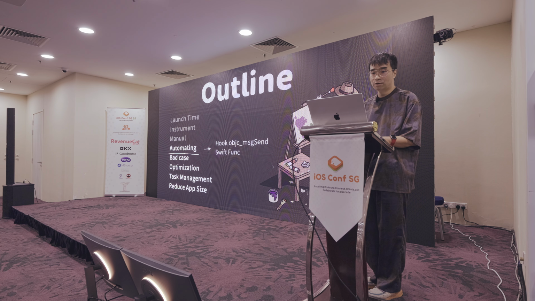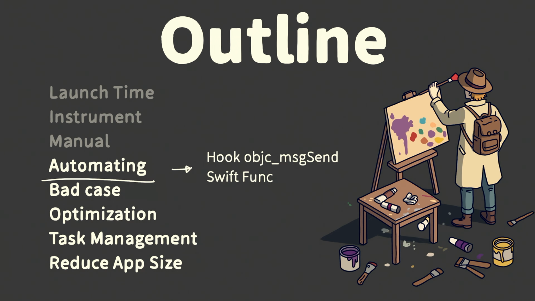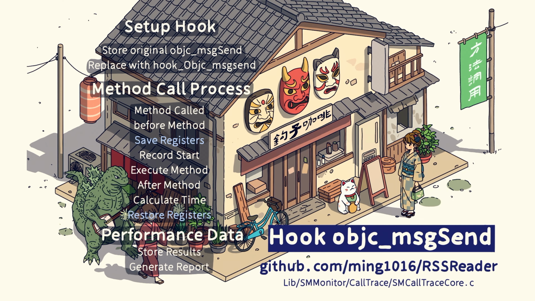Next, I will cover some automatic ways to measure time, including how to hook msgSend to track the time of Objective-C function calls. For Swift projects, I will explain how to track the time of each Swift function. Let's first see how to track the time of the Objective-C functions. Since all Objective-C functions are called through msgSend, we can hook this method to track the time of all Objective-C functions. The approach is to use fishhook to replace the msgSend C function.